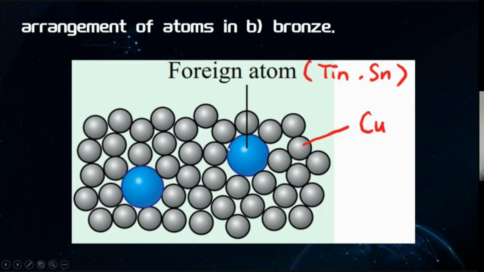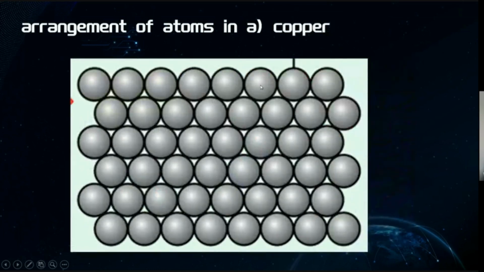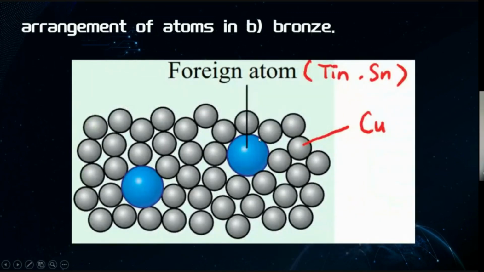Then what happens? It will disrupt or disturb the orderly arrangement of the pure metals. This one is an orderly arrangement, arranged in orderly layers. But this one will disturb the orderly arrangement. Then when force is applied, the atoms cannot slide over one another easily. One is trying to slide, but it is blocked by these tin atoms, which are a bigger size. It will block already, so it cannot slide over one another easily. So that's why the alloy is harder and stronger.